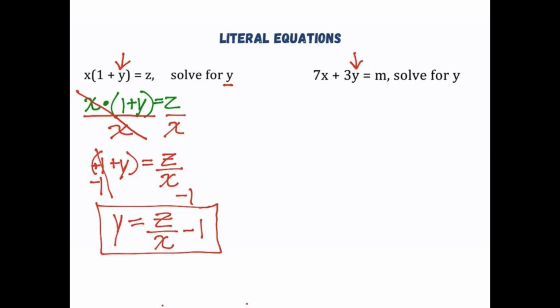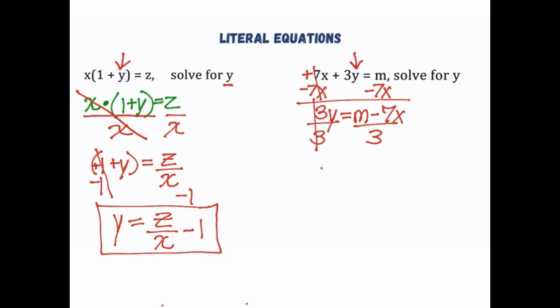So here, just like the last one, we have 7x. There's no sign in front of it, so that's a positive 7x, which means to move it, we're going to subtract 7x from both sides. And we end up with 3y equals m minus 7x. Now from here, we have one final step, and that will be to divide by 3. The last thing we need to do to get y completely alone. So our final answer is y equals m minus 7x over 3.